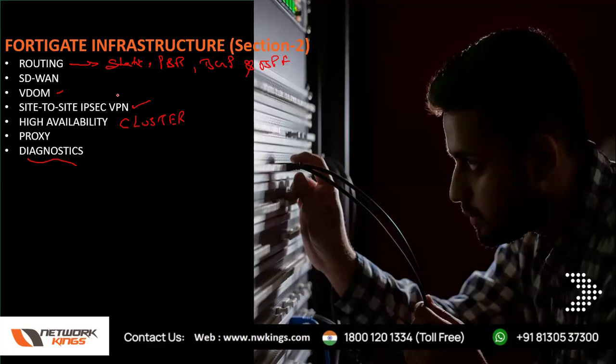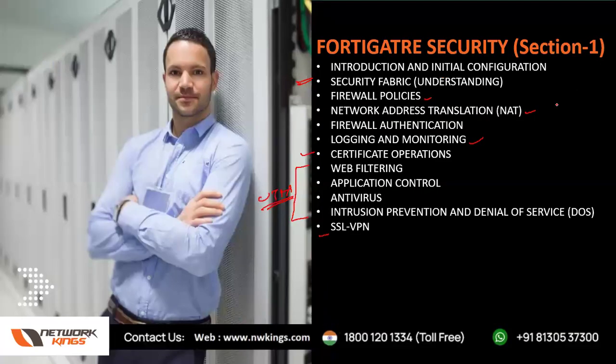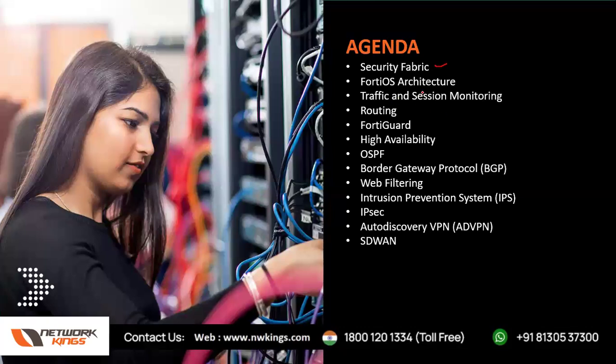Never. But if I show you the NSE 7 now, see the topics. Security fabric, it's the same, right? FortiOS architecture, that is intro and initial configuration, I can club that in here. So that is also there. Traffic and session monitoring is nothing but your logging, which we saw in NSE 4 also. Routing was also there. FortiGuard is a new add. High availability was also there. OSPF, BGP was there, right?